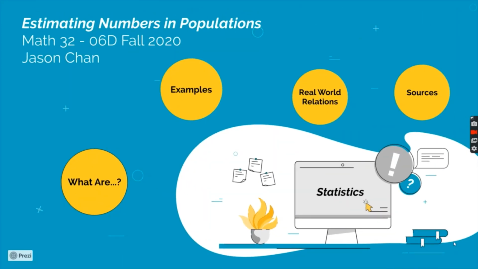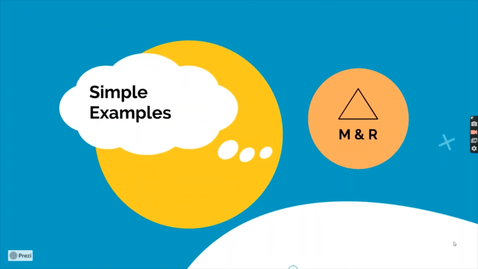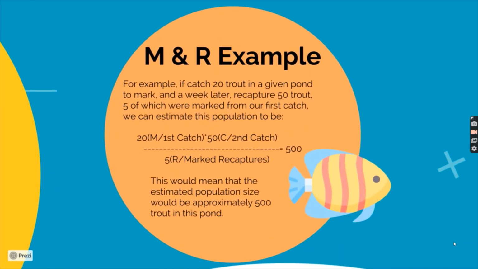So we can better understand this formula through a few examples. A very simple example that I put in is actually used quite often in estimating the amount of, say, salmon or the amount of fish being affected by a dam. So for example, if we catch 20 trout in a given pond to mark, and a week later we recapture 50 trout, and in that group of 50 trout, 5 of them are marked from our first catch, we can estimate this population to be what?